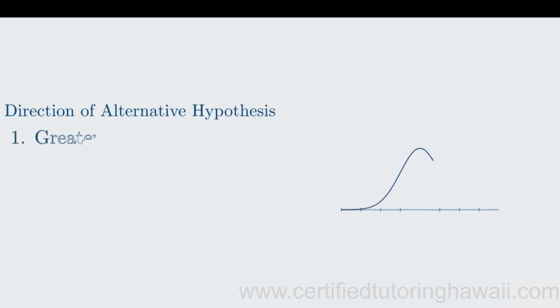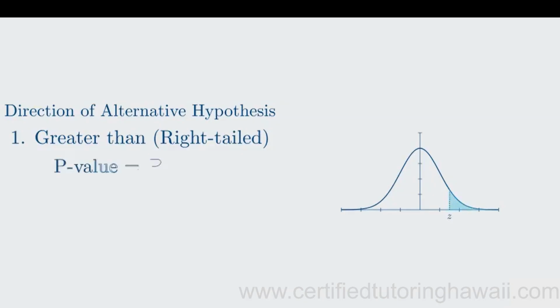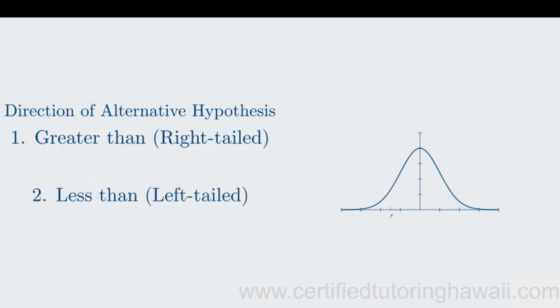The way we calculate a p-value depends entirely on our alternative hypothesis, often denoted as HA. Let's look at the first case. If our alternative hypothesis is that the proportion is greater than some value, we look at the right tail. The p-value is the probability of getting a result at or above our observed test statistic. If our alternative is less than, we look at the left tail. The p-value is the probability of being at or below the observed value.